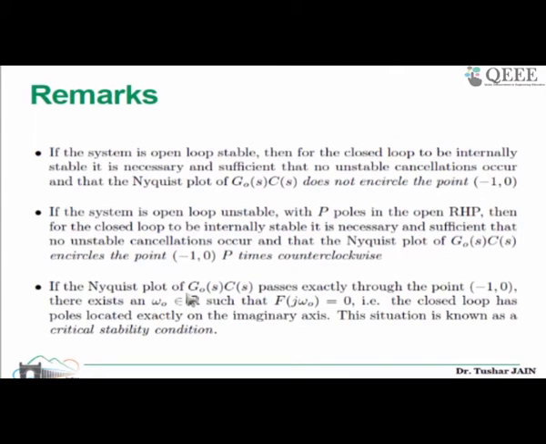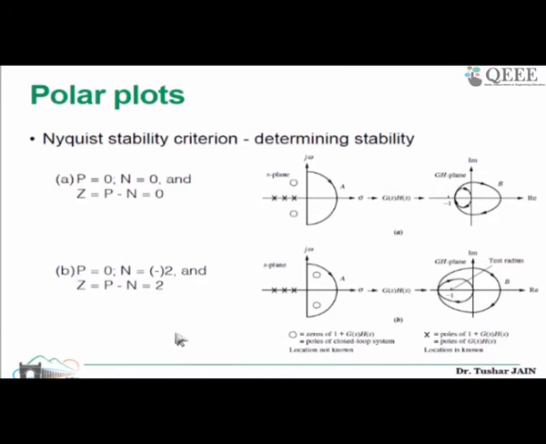Now, if the Nyquist plot of G naught C passes exactly through the point -1, 0, then the closed loop has poles located exactly on the imaginary axis. In that situation, we say it is a critically stable system. And for the critical stability condition, we generally consider the integrators. So we can see a couple of examples for determining the stability using this criteria.